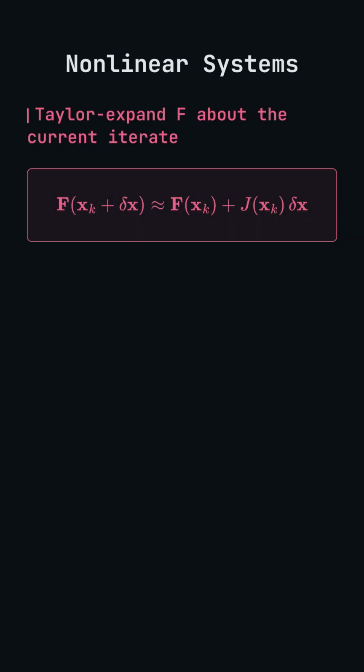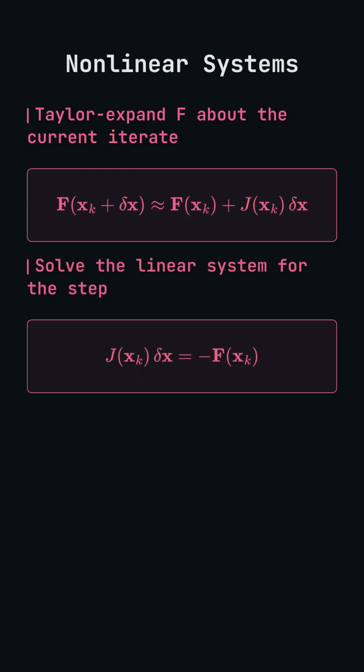Consider a system f of x equals 0 with n equations and n unknowns. Newton-Raphson linearizes f by taking a first-order Taylor expansion about the current iterate x sub k, dropping terms beyond first order. Setting this linear model to 0 and solving for delta x gives the Newton step. Each Jacobian entry J sub ij is the partial derivative of the ith equation with respect to the jth unknown. Add the step to the current guess and repeat until the residual norm is below tolerance.